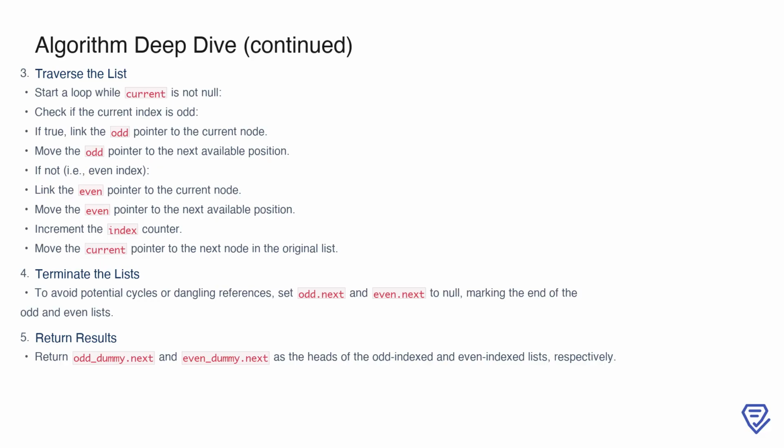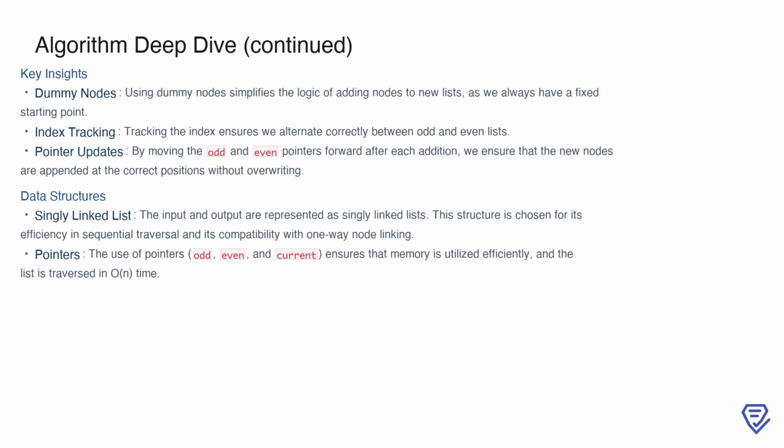Once the traversal is complete, we ensure that both the odd and even lists are properly terminated by setting odd.next and even.next to null. This prevents any potential cycles or dangling references. Finally, we return the next pointers of odd_dummy and even_dummy, which represent the heads of the completed odd-indexed and even-indexed lists.